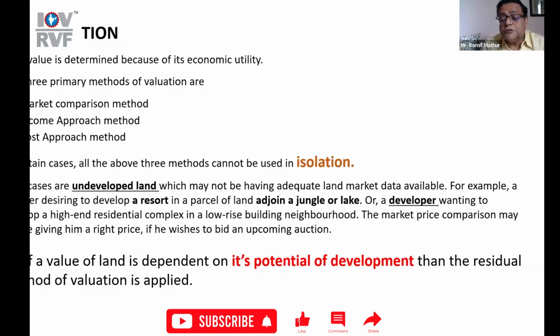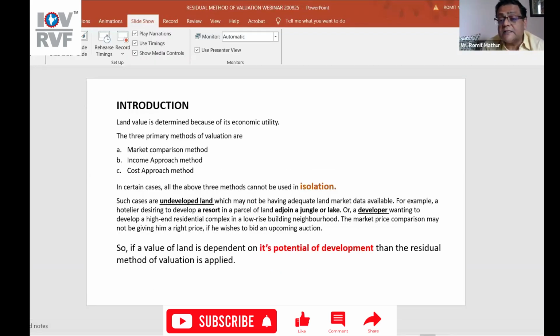So if a developer is wanting to develop a high-end, let's say, residential complex in a low-rise neighborhood, the market price comparison may not give him a right price. If, for example, he wishes to bid for an upcoming auction. So if a land value is dependent on its potential of development, that's very important to understand. If the value of land is development or its potential of development, then the residual method of valuation is applied.